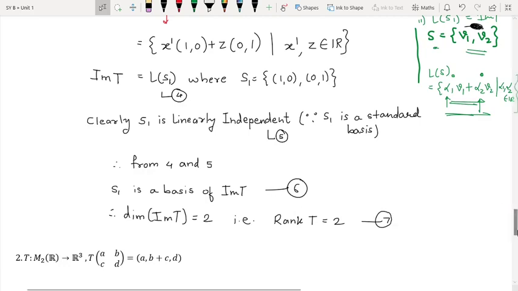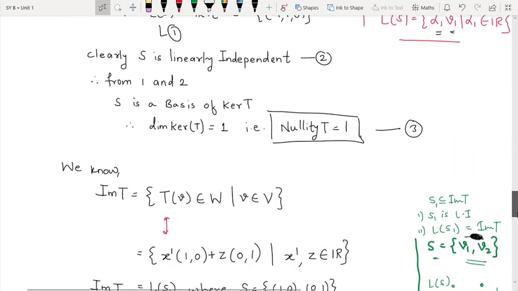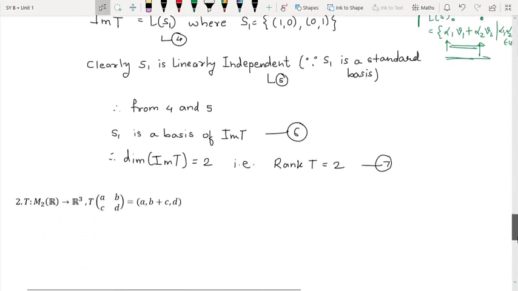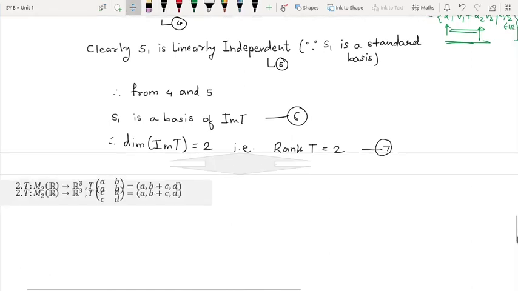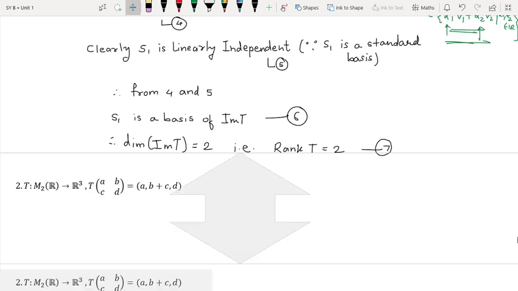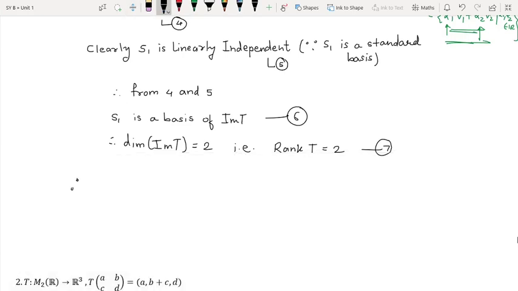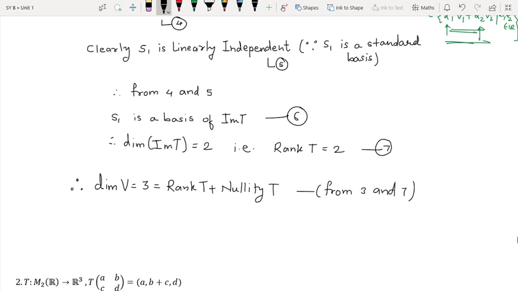So therefore, nullity, I have called it as 3, right? So therefore, what I will say, therefore dimension of V, which is nothing but 3, is equal to rank of T plus nullity. This is from 3 and 7, and that is what we wanted to do, and therefore the rank nullity theorem is verified.